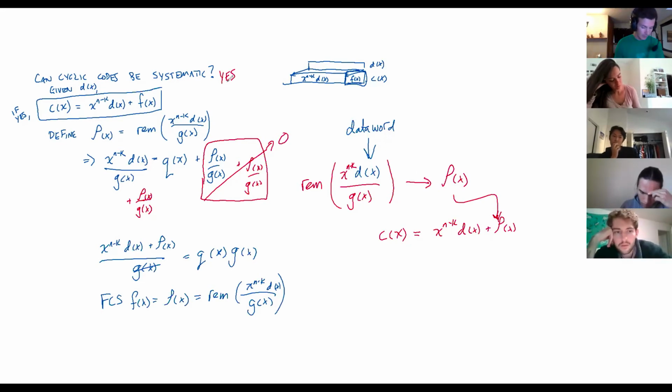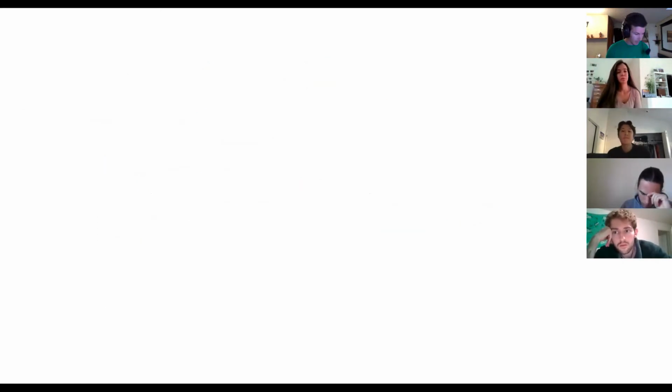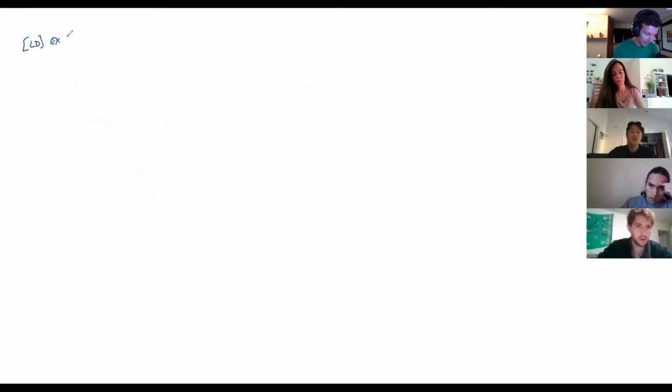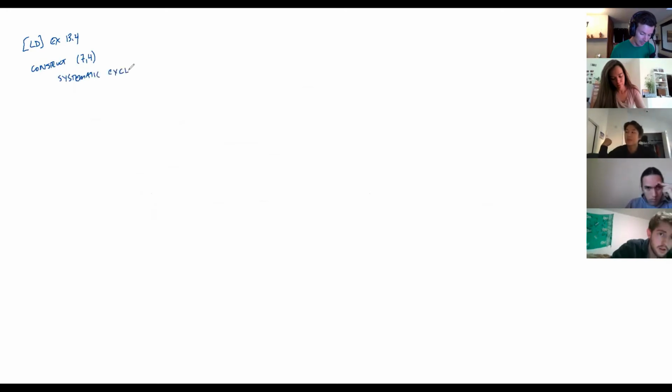So let's see an example, unless there are questions right now. Okay, so this comes from your textbook. This is Lathi and Ding example 13.4. And the idea is to construct a 7-4 systematic cyclic code. And we're given a generator polynomial, just handed to us.